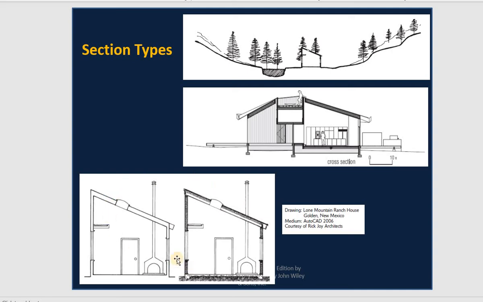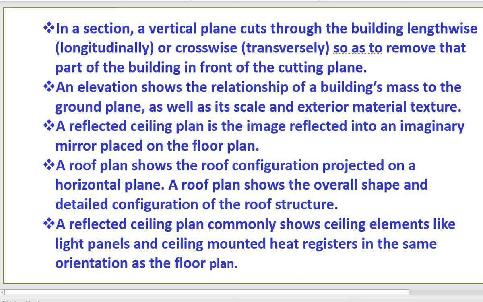More detail right here for the section. You can see more detail on insulation on the roof. You can see insulation in the wall. You can see any detail from the structure, and you call that a section. Okay, so on the section, a vertical plane cut, you can see through the building lengthwise, longitudinally, or crosswise, transversely, so as to remove that part of the building in front of the cutting plane.